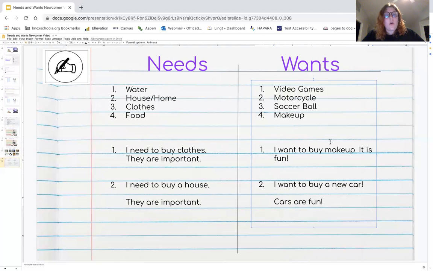Okay, so we've talked about our needs and our wants. Our needs, are they the important or the fun things? Right, they're important. So our wants, are they important or fun? They're the fun things. Good job. Okay, guys, excellent job. That's all we have for today's lesson. You did a great job reading and writing. And now we can talk about the differences between needs and wants.